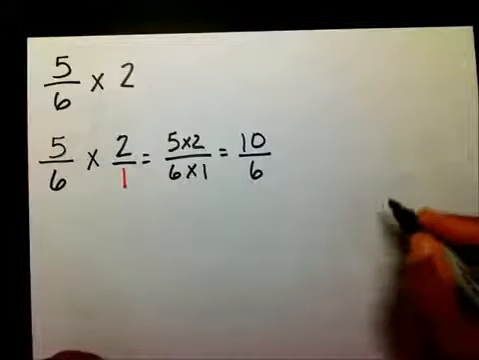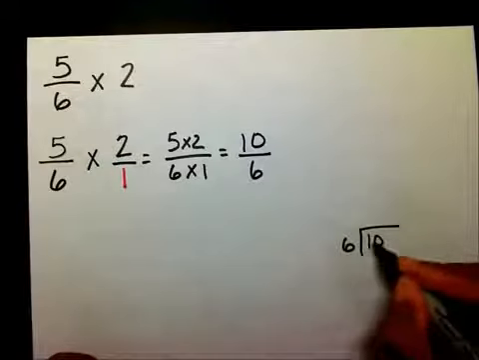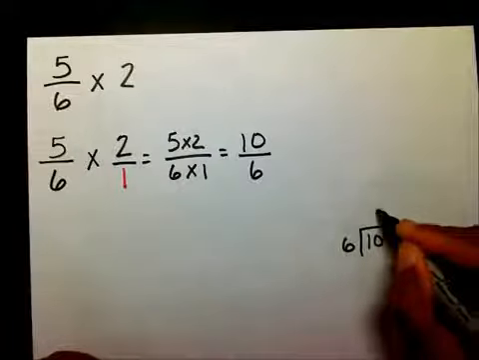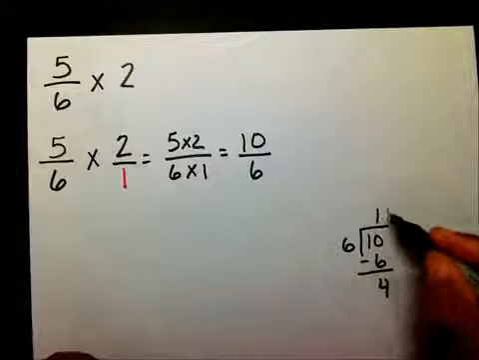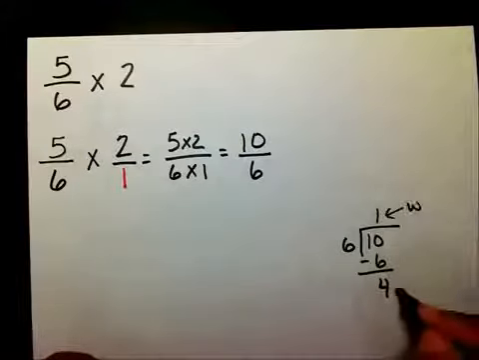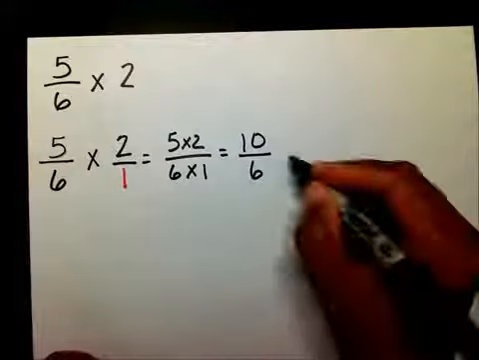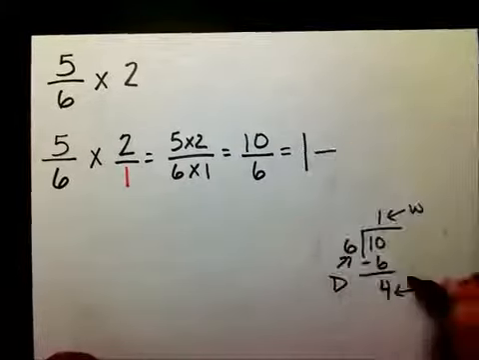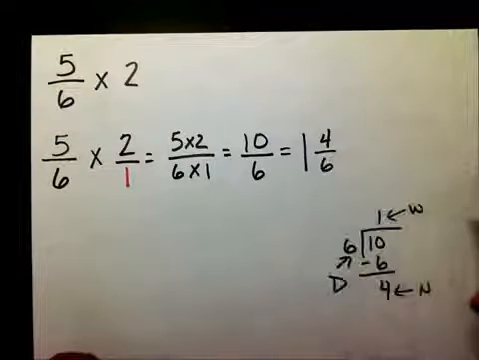So over here, I'm going to say 10 divided by 6. 6 will go into 10 one time. I'm going to subtract. So this is my whole number, this is my numerator, this is my denominator. My whole number is going to be 1, my numerator is going to be 4, and my denominator is going to be 6.